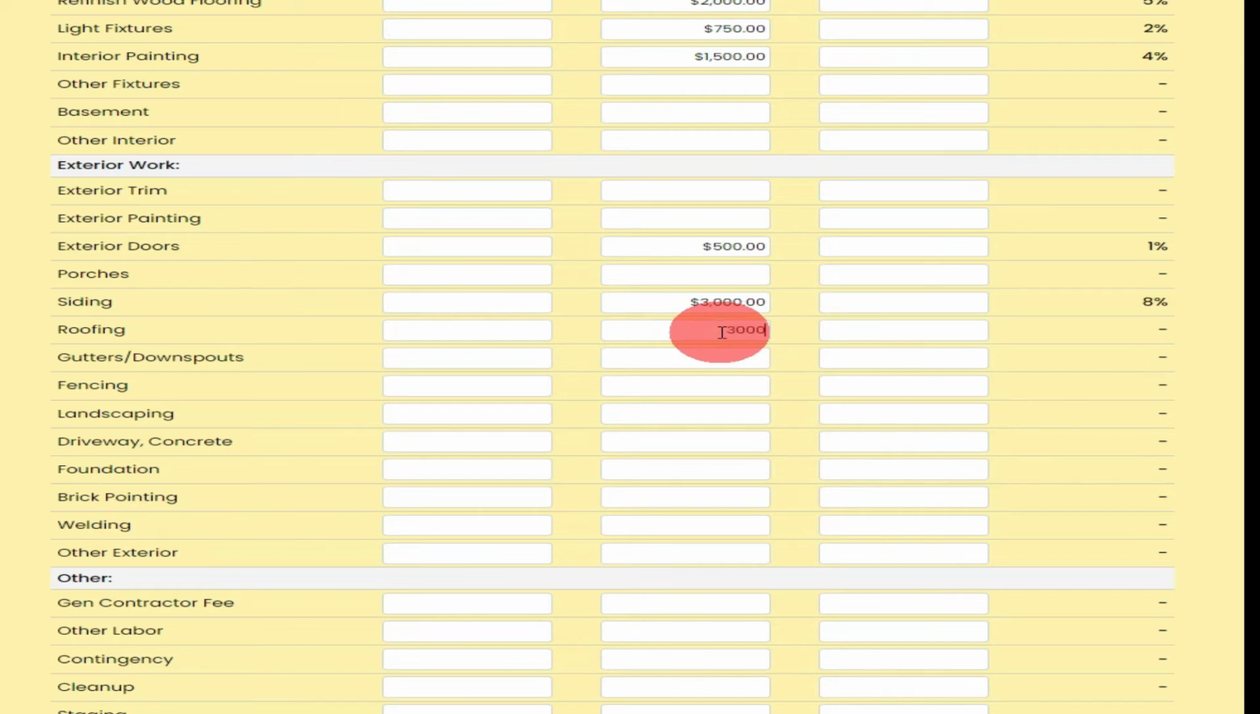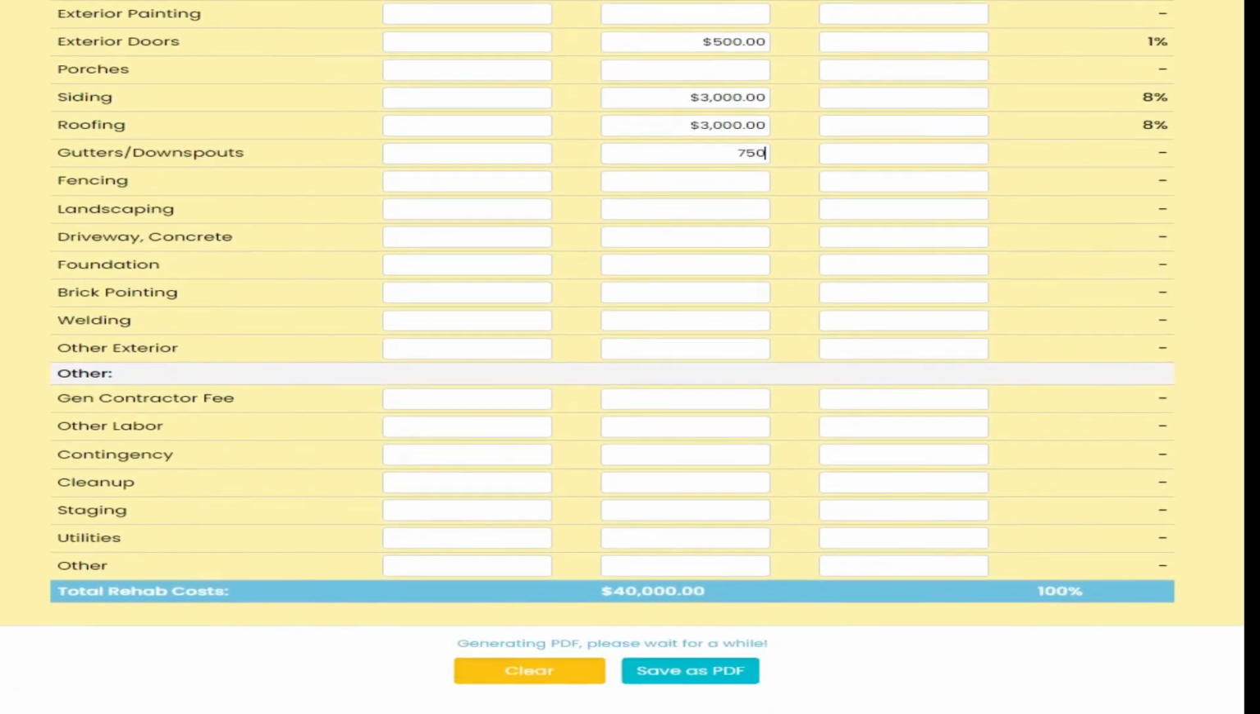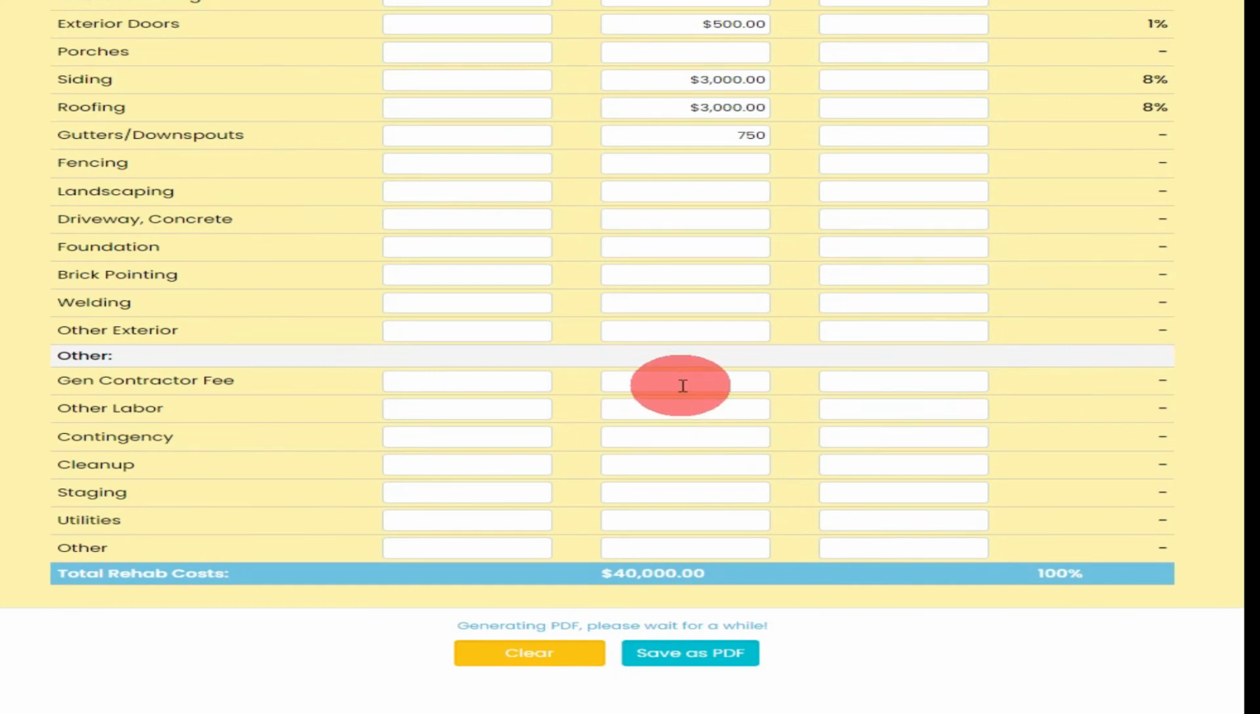I'm being real conservative here, guys. These prices these days are a lot higher, but I just want to show you guys how to crunch the numbers. Like gutters and downspouts, let's say that may run me $750. Do you want to do fencing, landscaping, driveway? You guys get the picture. And like I said, I pay my GC for labor only.